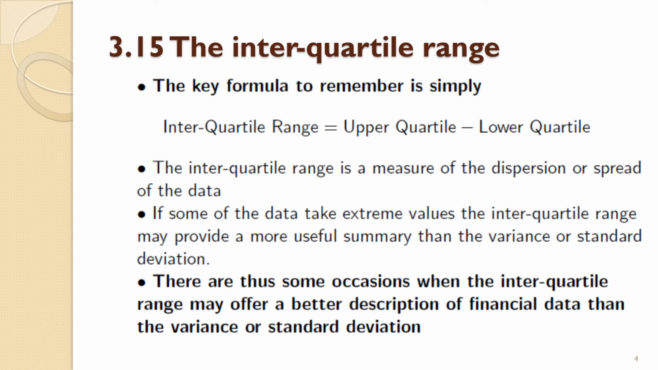So this might be the case, for instance, with financial data like stock price return data. So it might be that the interquartile range gives you a better summary of the amount of spread in a data set than the variance or standard deviation for financial data.